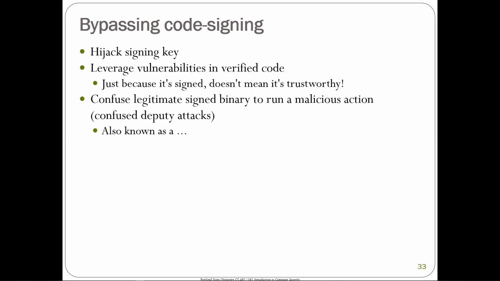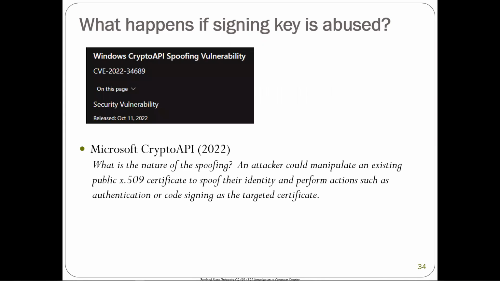Okay, so we're going to talk about all of these different things. The first thing is hijacking the signing key. Here is an example from last month. This particular vulnerability got released where you could bypass the crypto API of Windows systems using a specially crafted certificate. This allows you to bypass the signing key. It allows you to run untrusted code by crafting a certificate that looks valid, that passes the validity check. So this is an example of the first one.